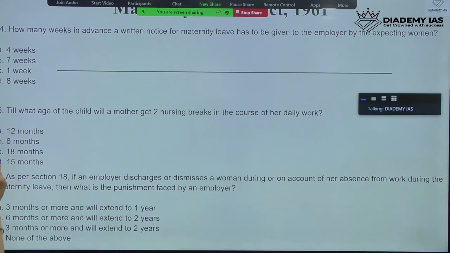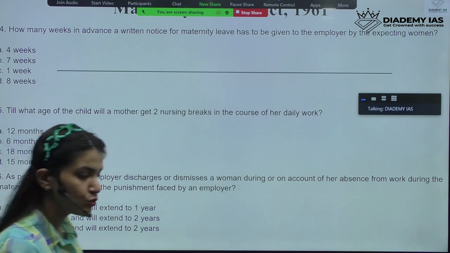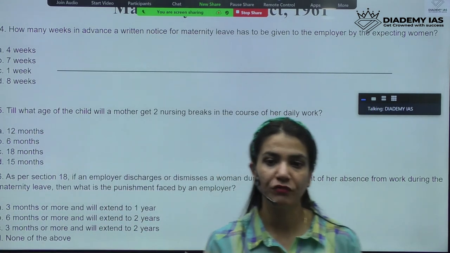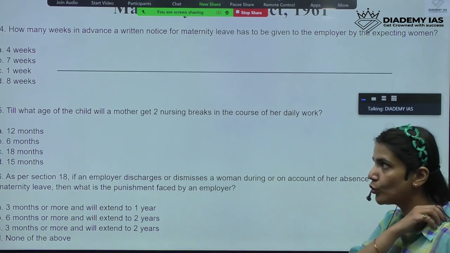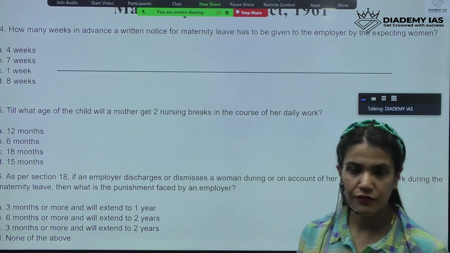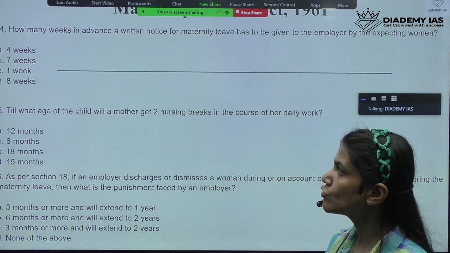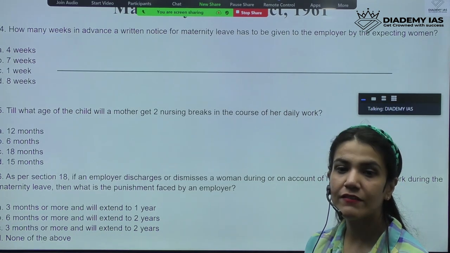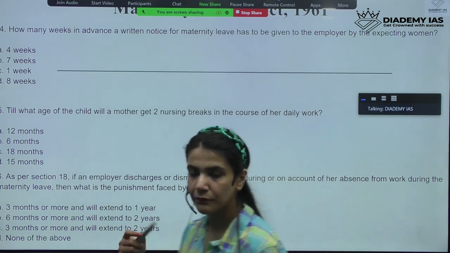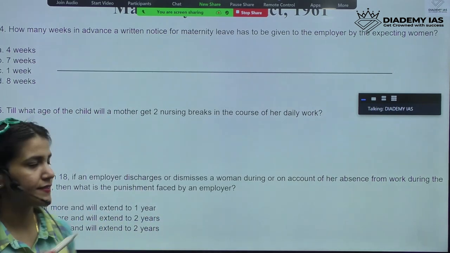Then how many weeks in advance does a written notice for maternity leave have to be given to the employer by an expecting woman? So the expecting woman has to give a pre-notice to the employer beforehand, so that the occupier knows that this female worker is not going to be present for some time. That advance notice is given 7 weeks prior to when she starts taking her leaves, right?